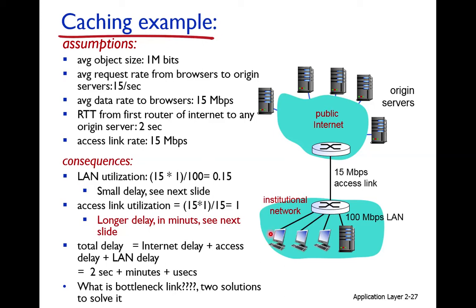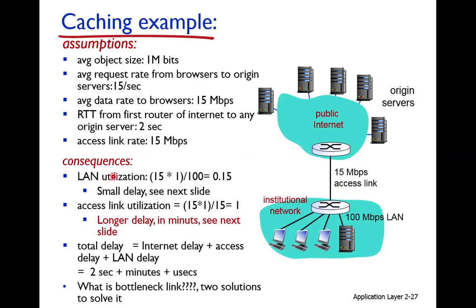The first delay is involved from here to here. This is called the institution network access time, and then from this router to this router, this is called the access link delay, and from this router to the origin server, this is called the internet delay. And suppose this internet delay is 2 seconds. And the access link bandwidth is 15 MB.